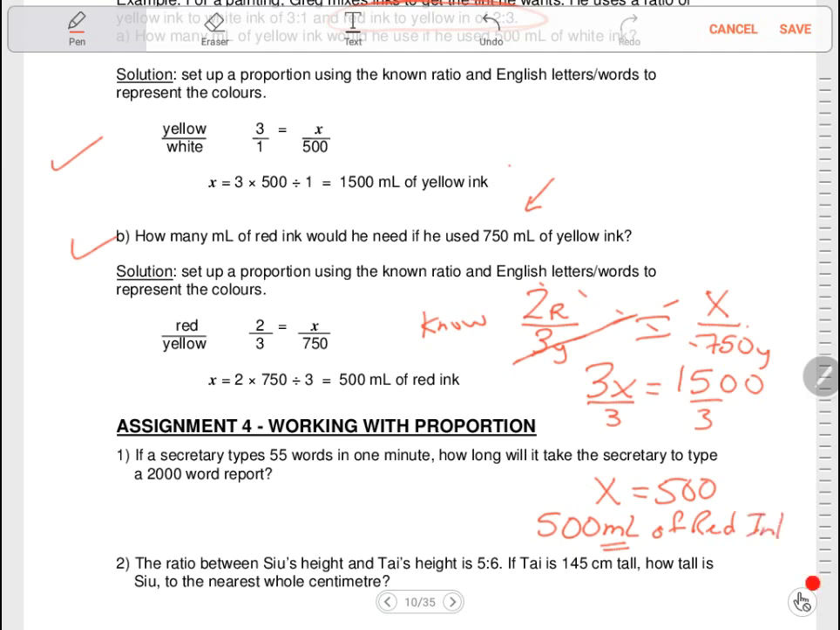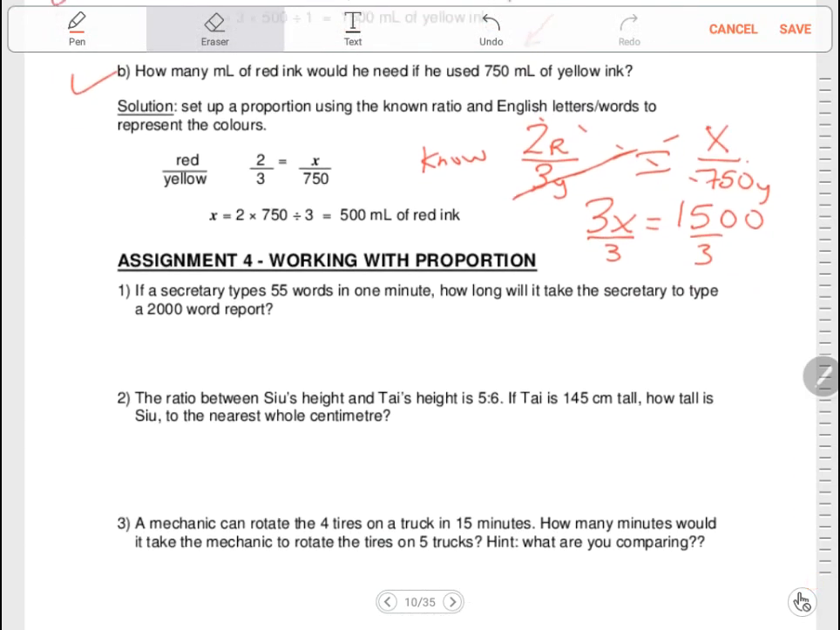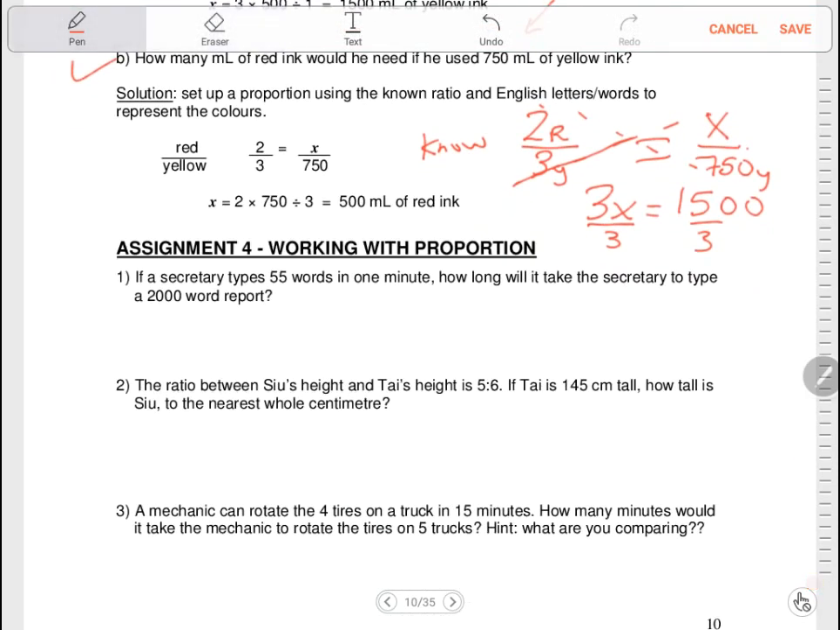Okay, I hope you find this to be a repetitive process that's somewhat easy to follow. What I'll do is I will set up question number 1 for you here in the assignment below. So I'm just going to scroll down a little bit. So if you look then, it says a secretary types 55 words in 1 minute. How long will it take the secretary to type a 2,000 word report?